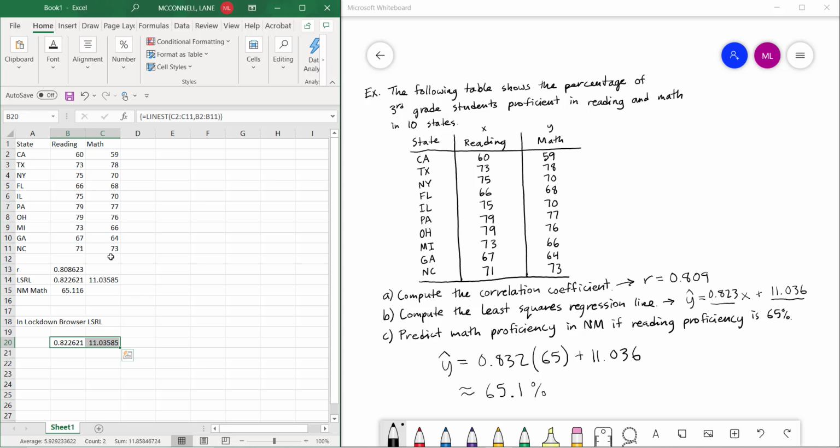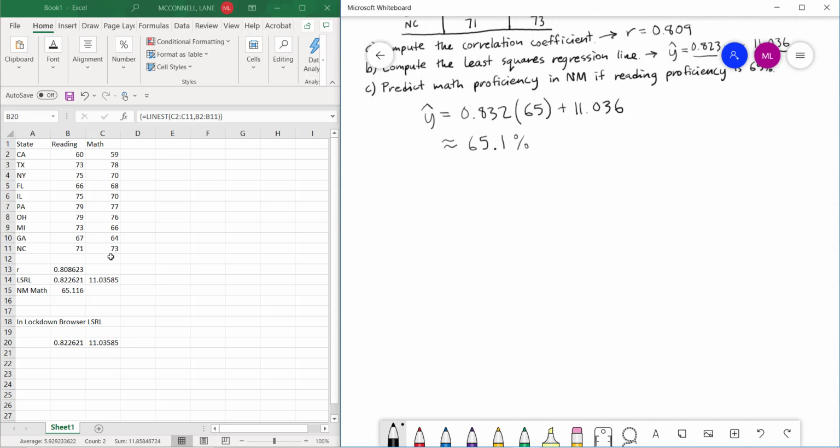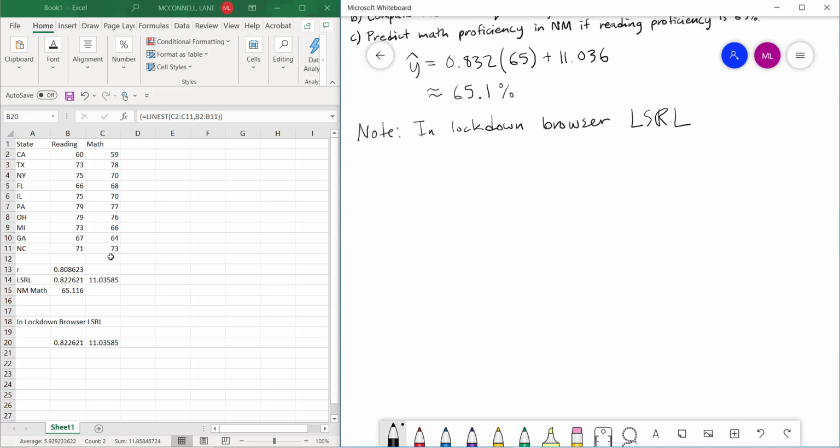So I'll write down these extra commands here. So again, just as a side note, note in the lockdown browser, and again, we're talking just for the least squares regression line, what you have to do is step 1, highlight two squares, or two boxes, I should say. So two side by side.